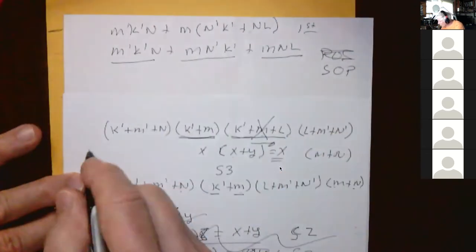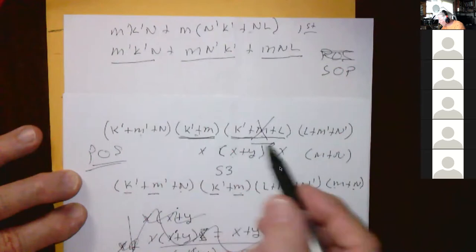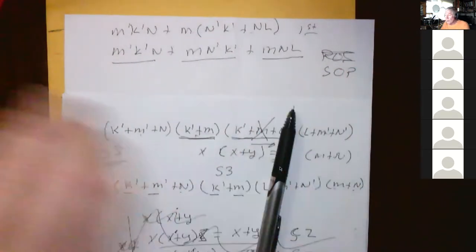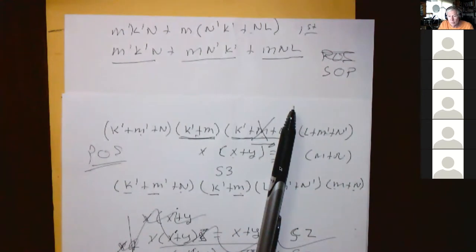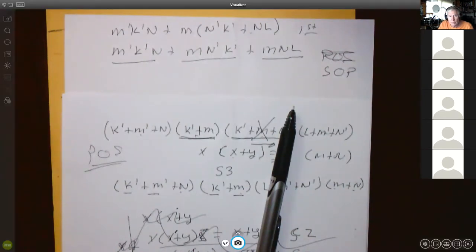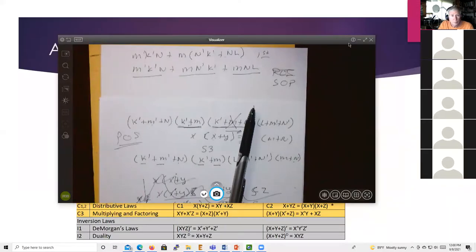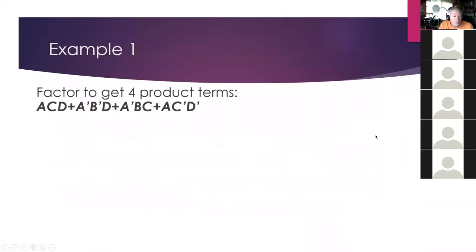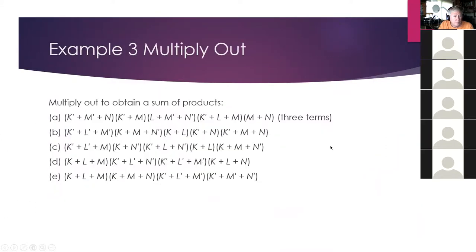So we went from our POS form, in 1, 2, 3, 4, well, we had 5 terms originally. So if we go back to our expression and pull it down here, we have 1, 2, 3, 4, 5 terms, and now we have 3 terms in SOP. So we started with 5 terms of POS, and we wound up with 3 terms of SOP. And that's not unusual. You typically wind up with a different number of terms.